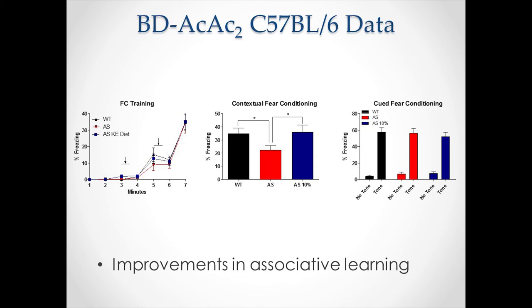And 24 hours later, you put them in the same context to see if they remembered and look at their percent freezing. We saw a significant decrease in percent freezing in our AS animals, with a significant improvement comparable to wild type in our AS treated animals. And this is hippocampal dependent. While for cued fear conditioning, you put them in a different context and have them in there for 3 minutes with no tone and 3 minutes with the tone. We typically don't see deficits in our AS animals, and we saw no differences in freezing throughout all of the groups. But again, all of this suggests improvements in associative learning.